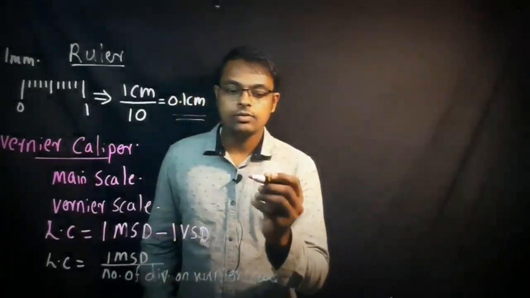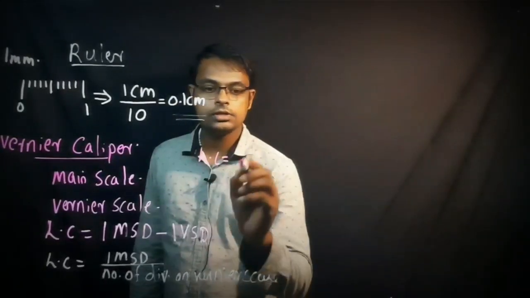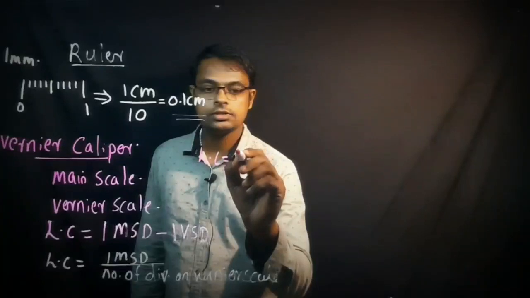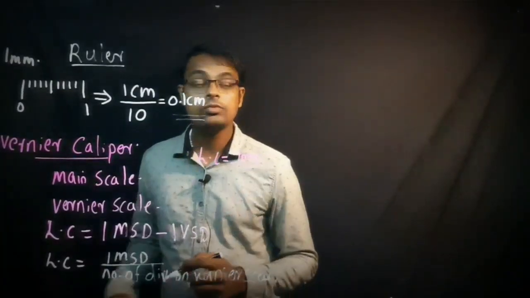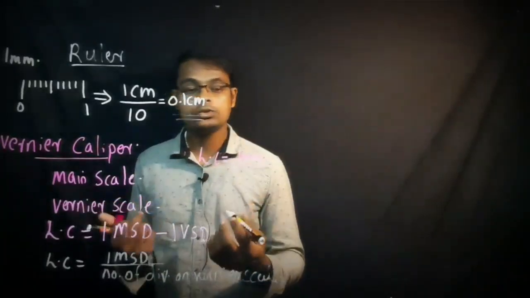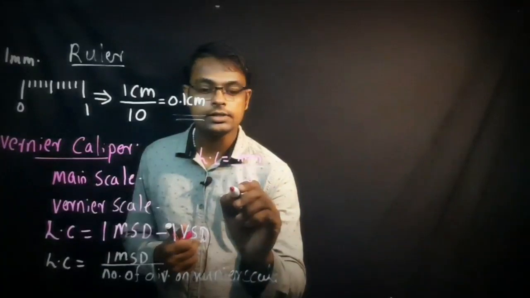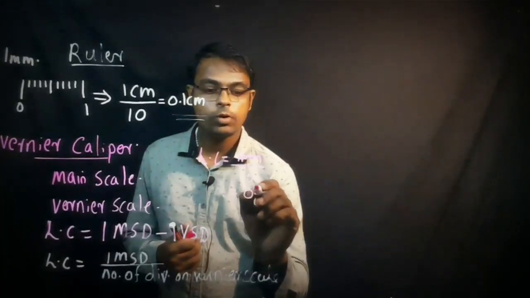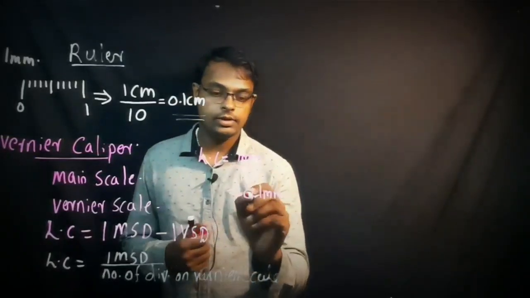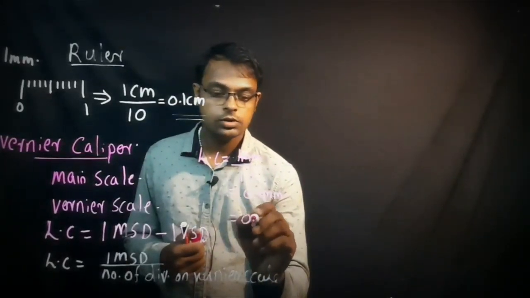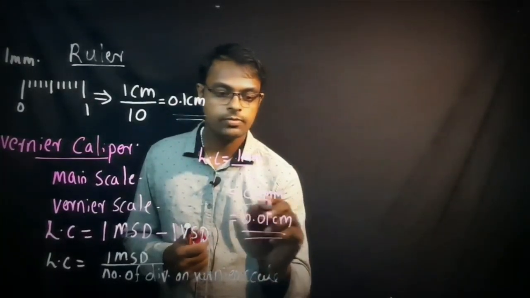So usually, least count of vernier caliper is equal to 1 main scale division, which is 1 millimeter, divided by the number of divisions on the vernier scale. Usually in our school we use 10 divisions. So we can write the value as 0.1 millimeter, which is equal to 0.01 centimeter. Look at these values.